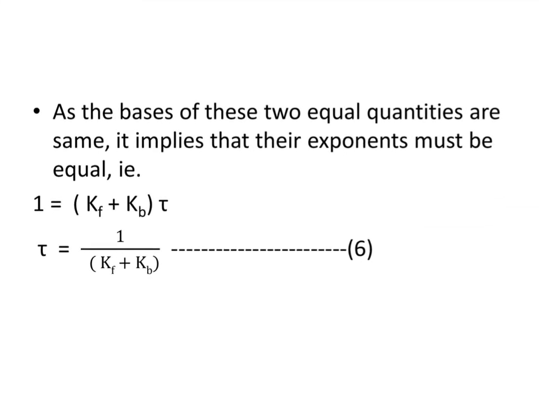As the bases of these two equal quantities are same, it implies that their exponents must be equal. That is, 1 is equal to (kf plus kb) into tau. From this we can calculate the value of tau. Tau is equal to 1 over (kf plus kb). This is equation number 6.